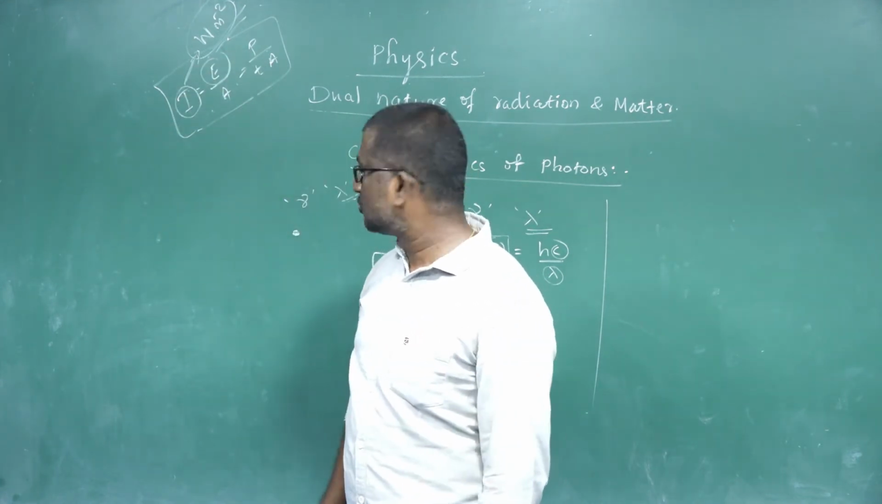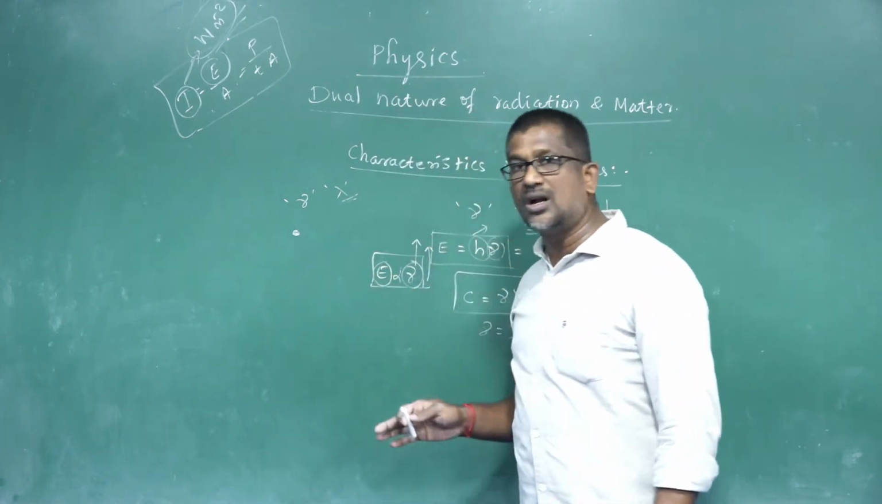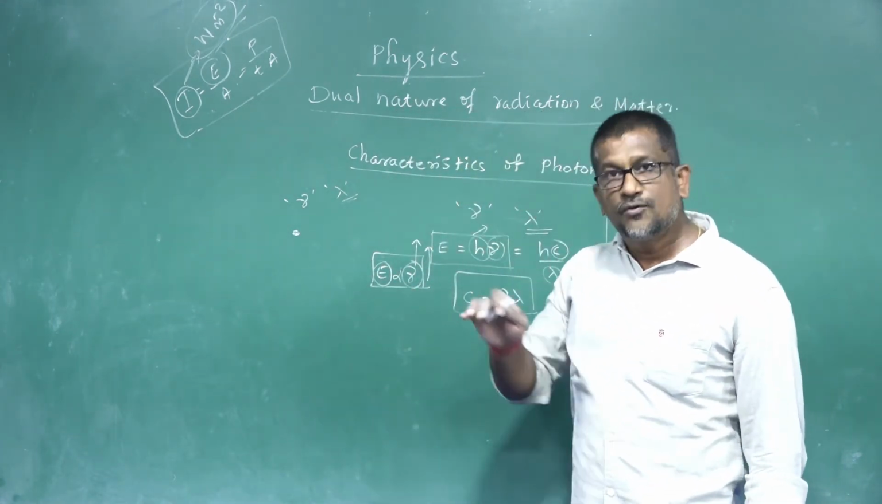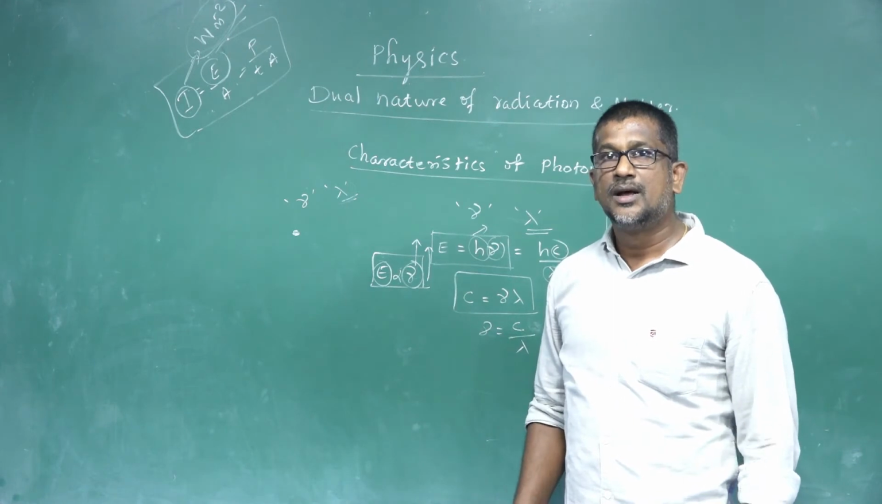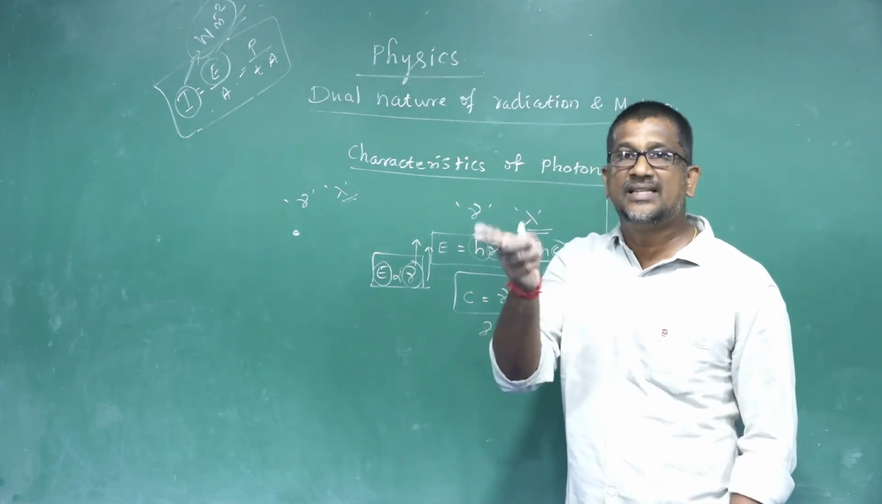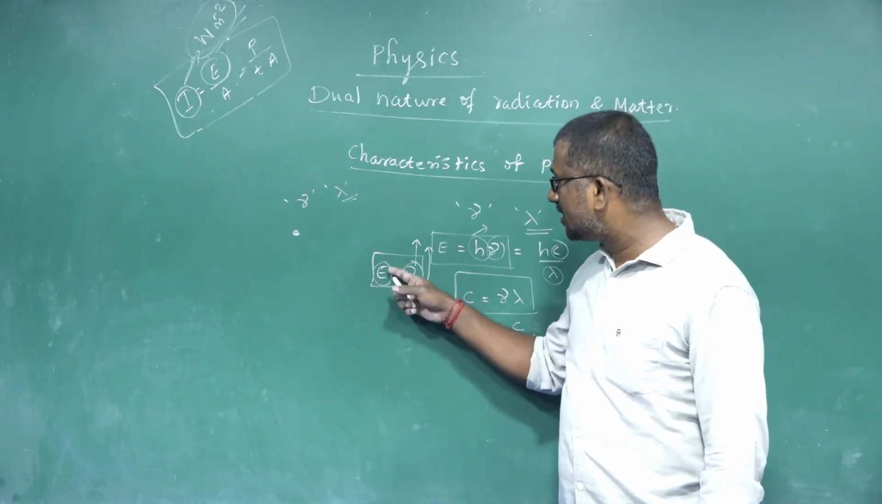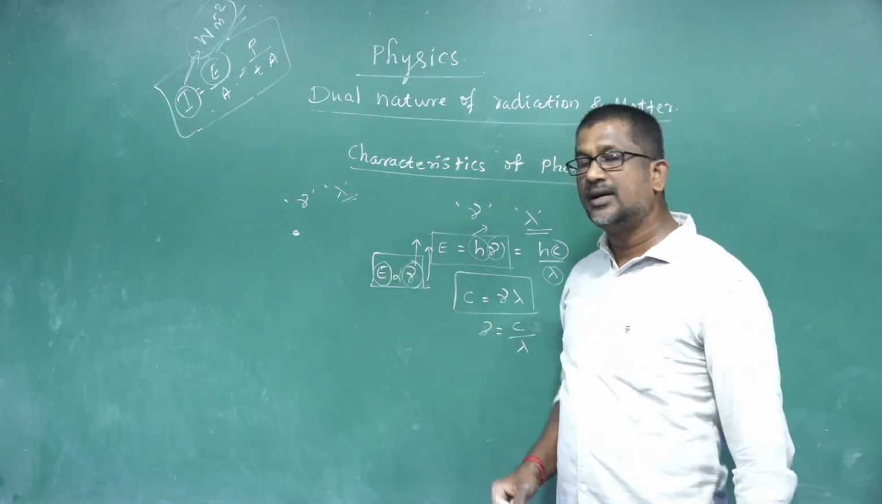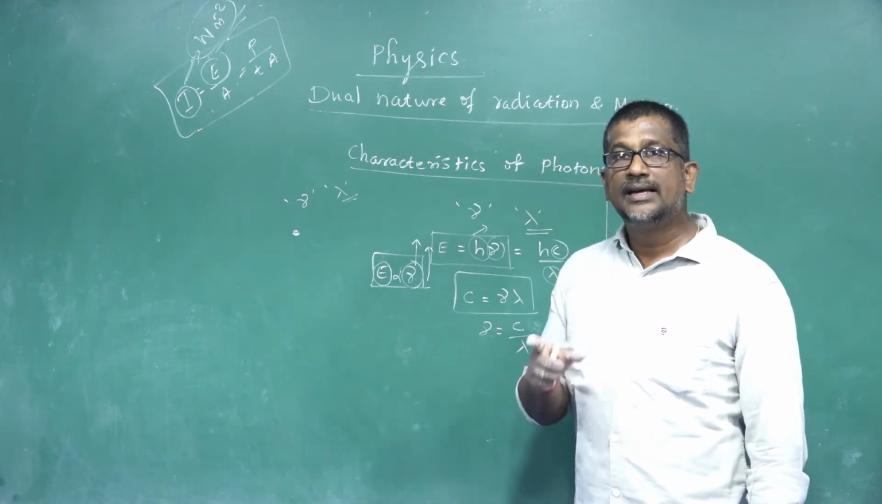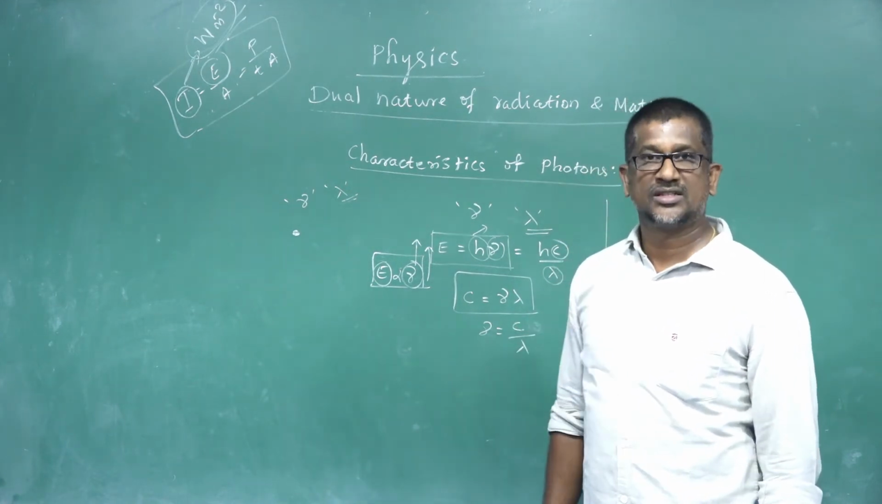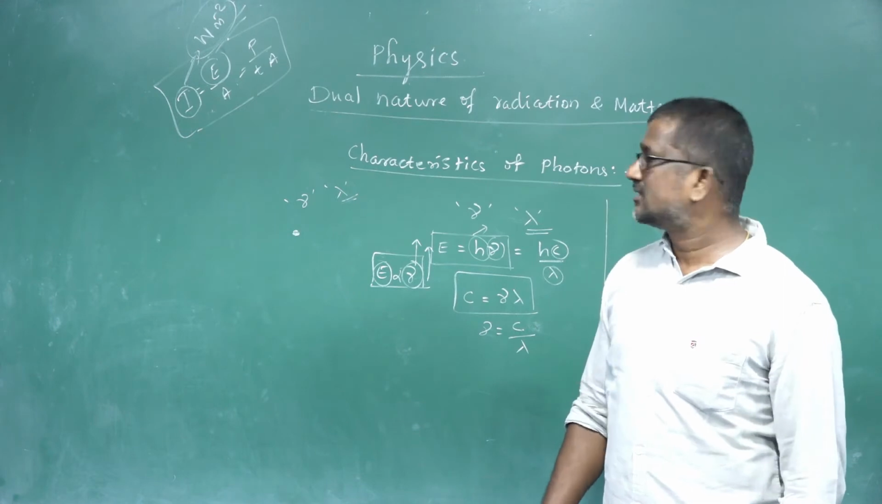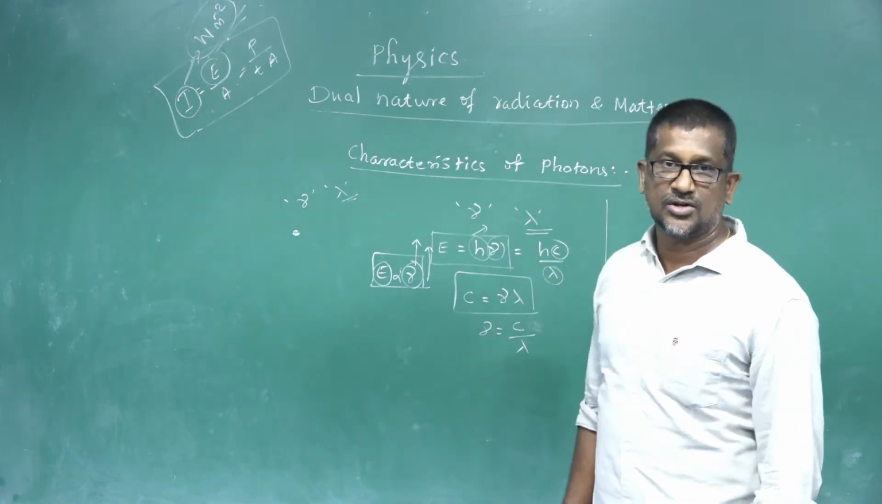So that is why the energy of the photon can be determined only from the frequency of the incident radiation, but cannot be determined from its intensity. Why? Because there is no relation between intensity of the radiation and energy of the individual photons in the radiation. So this is the second characteristic of a photon.